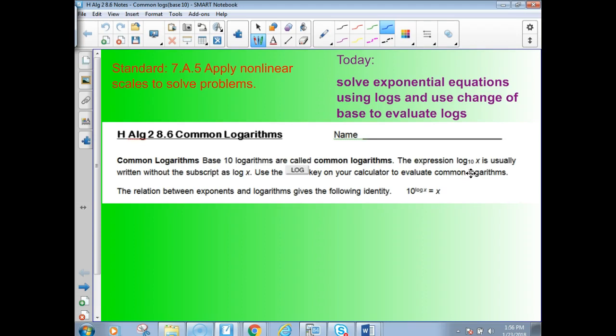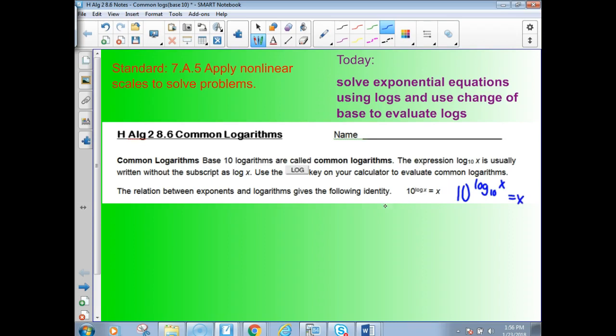The expression log base 10 of x is usually written without the subscript as just log of x. Use the log key on your calculator to evaluate common logarithms. The relation between exponents and logarithms gives us the following identity. I explained to you that if you don't remember that this answer is x, it is because whenever you have a base raised to an exponent that is a logarithm in the same base of x, the answer would be x.